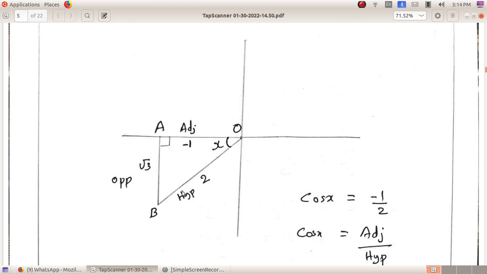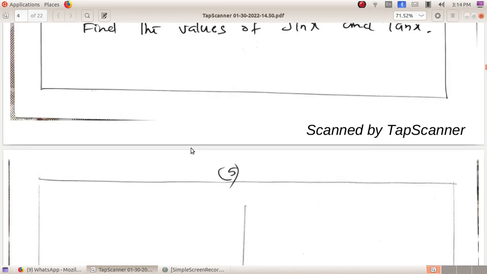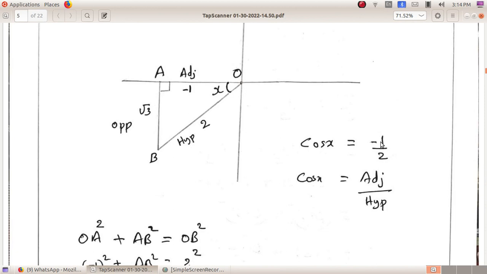Why do we draw a figure here? Because x lies in the third quadrant by the question: first, second, third. Given cos x is equal to minus 1 by 2. So cos x is equal to minus 1 by 2, which means what? Adjacent side by hypotenuse. So this is the adjacent side, this is the hypotenuse. So the adjacent side is minus 1 and the hypotenuse is what?